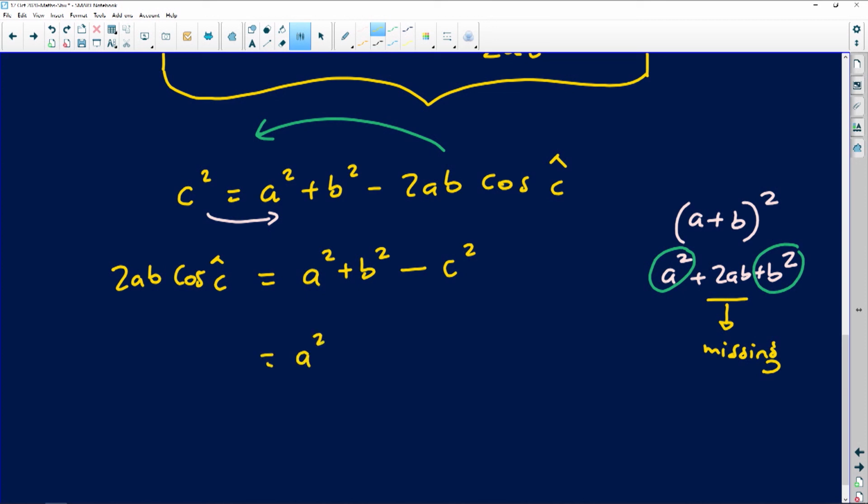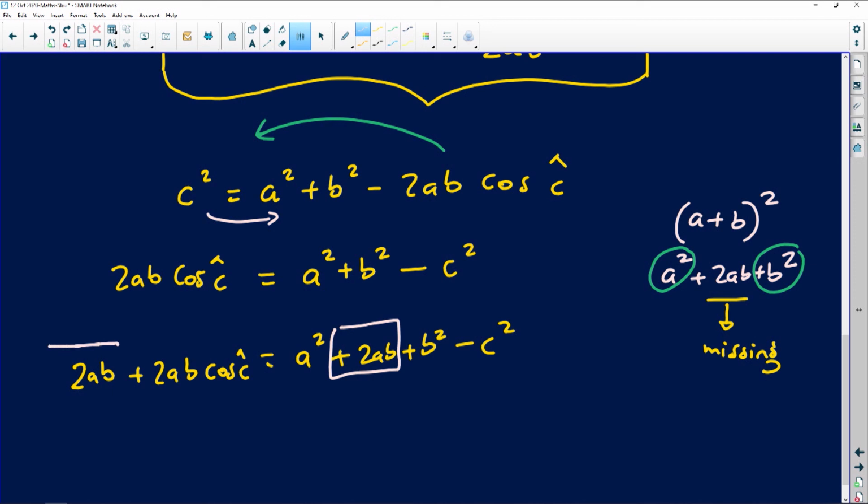So on this a squared, I want to add 2ab, and then I've got b squared minus c squared. But mathematically, that would be wrong, because if you add something on one side, you also need to add it on the other side. So I add 2ab on both sides of my equation. There's nothing special about what I did. I just tried to introduce something that was not there. This has been added on the left, and the same has been added on the right-hand side, on both sides of the equation.